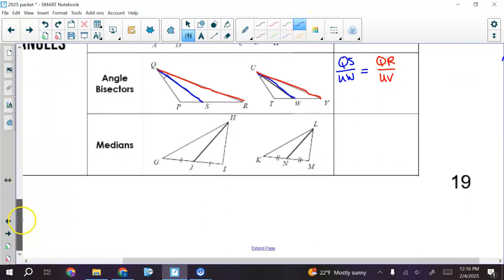And then finally, the medians. Medians, what that does is start at the opposite vertex and then go to the midpoint. So the median over the median, so we go HJ over LN would be proportional to, again, just pick another side pair, GH over KL.